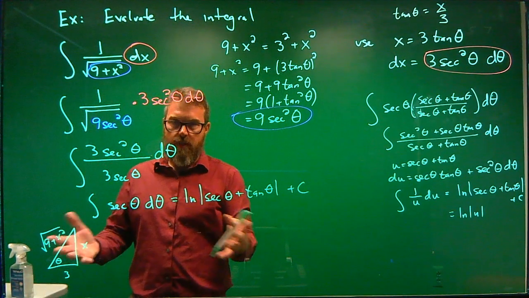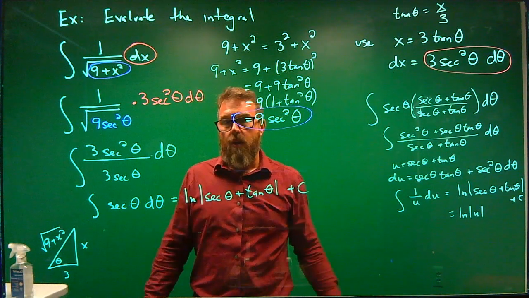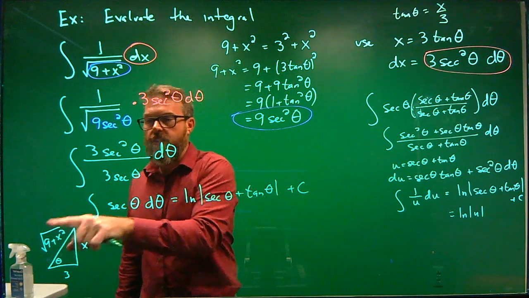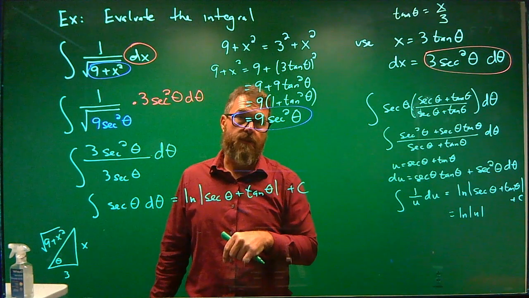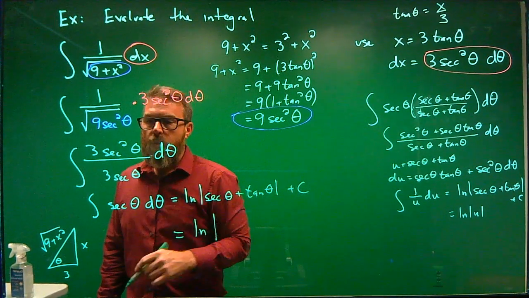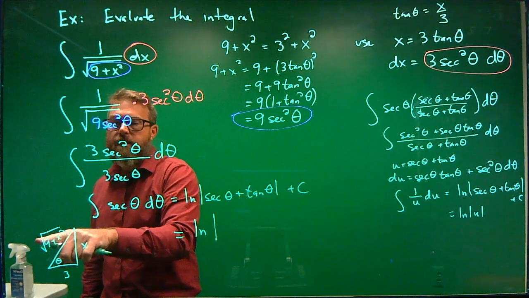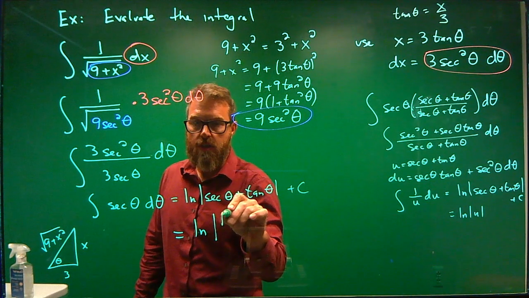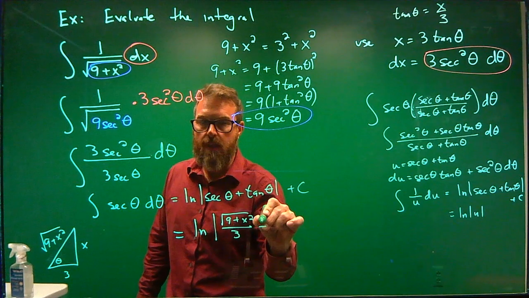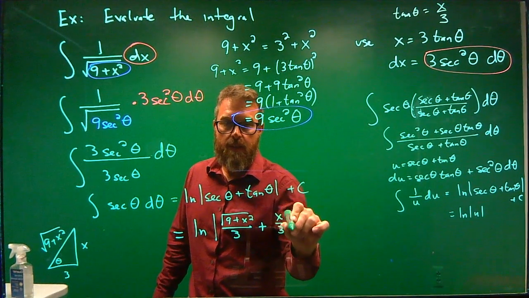What's interesting is that when you set up your reference triangle, you use a particular trig function, so remember which trig function is which. The tangent is opposite over adjacent, so the hypotenuse is the square root of that binomial you're going after. It happens most every time. So now this is equal to the natural log. The cosine is adjacent over hypotenuse, so the secant is hypotenuse over adjacent: the square root of 9 plus x squared all over 3. Plus, again, the tangent of theta is opposite over adjacent, x over 3, plus c.